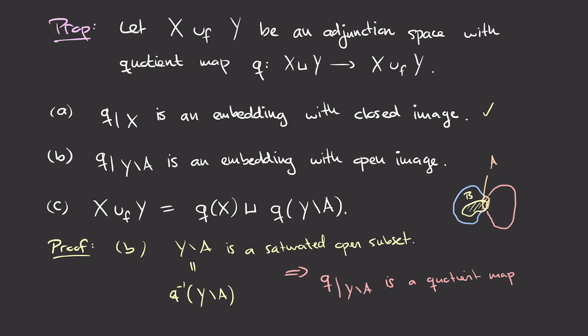Moreover, it's actually a bijective quotient map because in the set Y minus A, we aren't identifying any points when we're taking the quotient. But also in that second video on quotient spaces, we saw a proposition that bijective quotient maps are actually homeomorphisms. So it turns out that this restriction, Q restricted to Y minus A, is actually a homeomorphism.